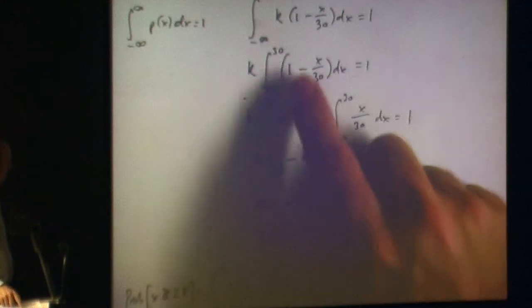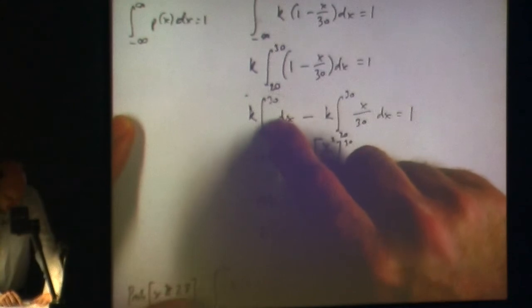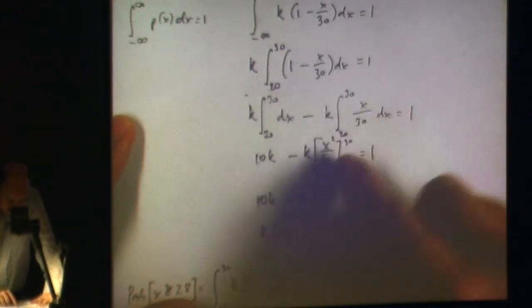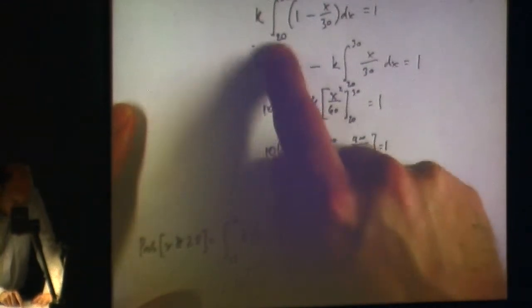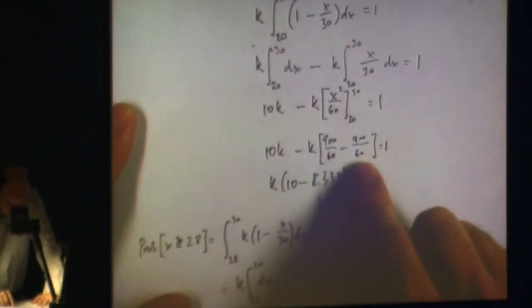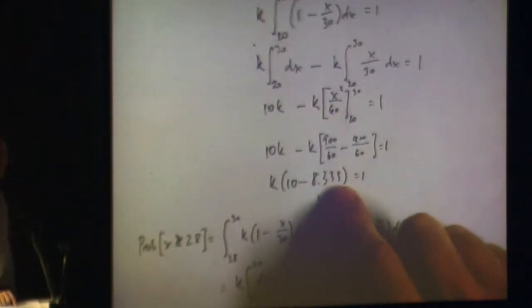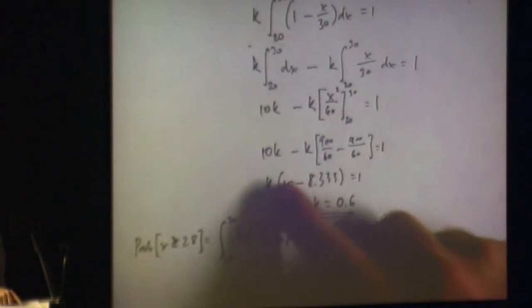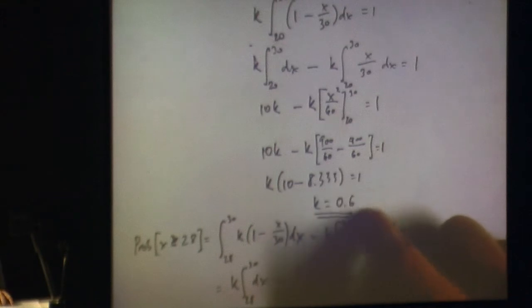You can separate this into two integrals. Integrating between 20 and 30, we get x, and with this one we get x squared upon 2. Obviously 2 times 30 is 60, so that's where this one comes from. So we've got 10 times k, because 30 minus 20 is 10. And over here we've got 900 divided by 60 minus 400 divided by 60, which is 500 divided by 60, or 8.333. 10 minus 8.333 gives you 1.67. So k times 1.67 equals 1, and 1 divided by 1.67 gives you 0.6 for the value of k.